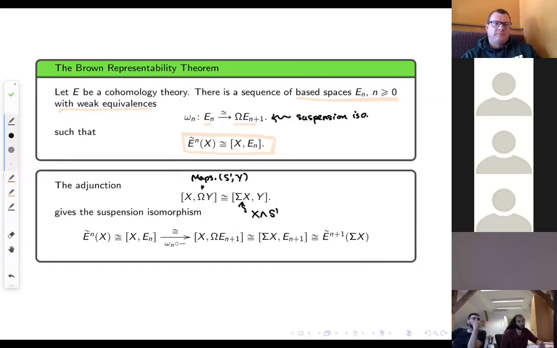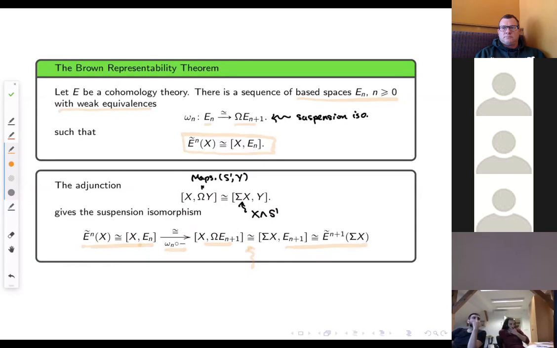So suppose that you have your generalized cohomology theory, the nth cohomology of X is the based maps from X to En. So you can post-compose with this structure map, this weak equivalence, and because it's a weak equivalence and X is a CW complex, you get an isomorphism between this group and this group. Now you use the adjunction, okay? And then you get that that thing was isomorphic to the n plus first cohomology group of the suspension of X. So these are the generalized cohomology theories. They're representable by these sequences and these structure maps.